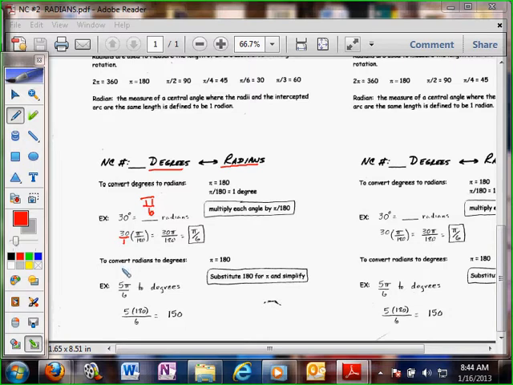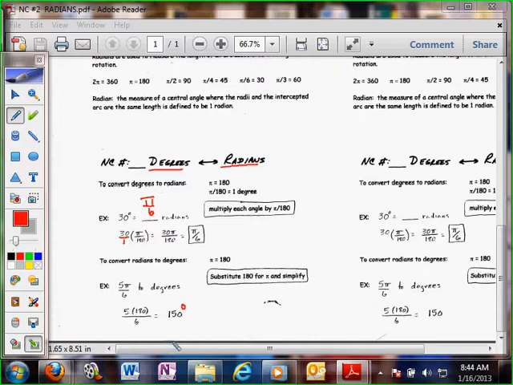How about to convert radians to degrees? You simply substitute 180 for pi and simplify. So if I have 5 pi over 6 radians and I want to convert that to degrees, all I have to do is substitute 180 for pi and simplify. And this is something you could probably just plug in your calculator and get that whole number answer of 150. But basically 5 times 180 divided by 6 is 150. And so 5 pi over 6 radians converted to degrees is 150 degrees.